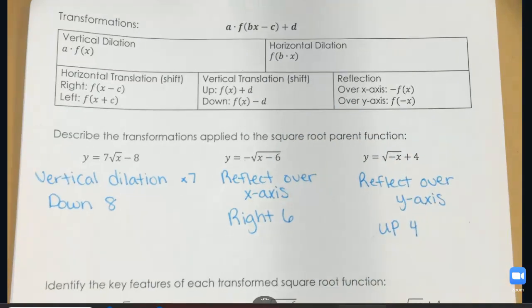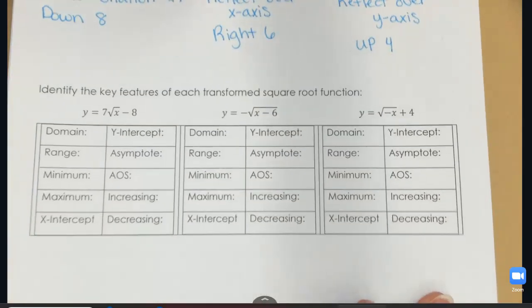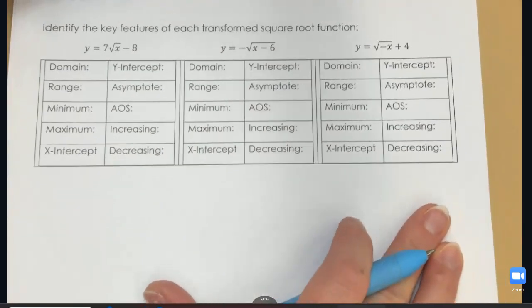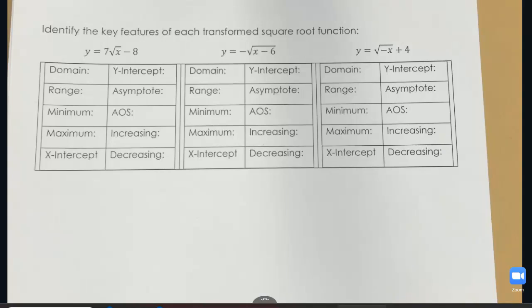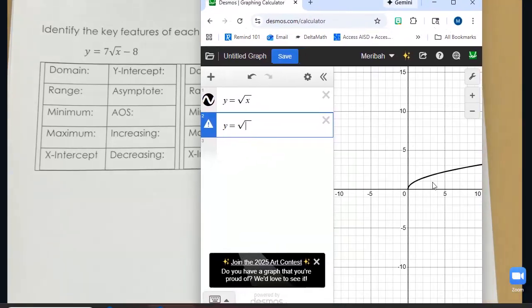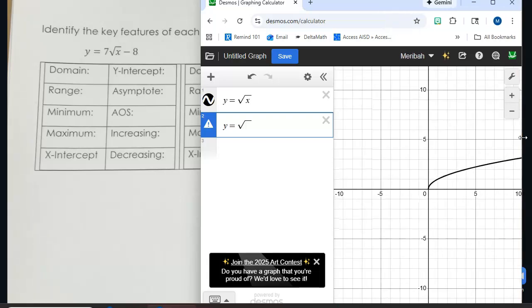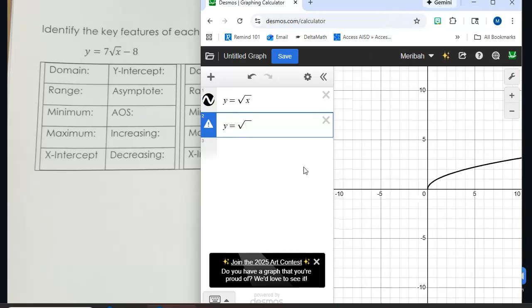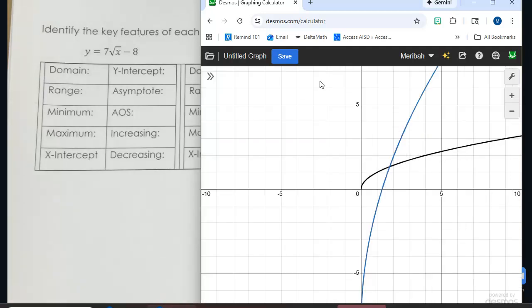Okay. Now, just like we did on the previous one, I'm going to put those 3 transformed functions into Desmos, and we are going to look at how those features change. Okay, so here I have Desmos with our original square root parent function already graphed. And now I'm going to put in our first transformed function, which is 7 square root of x minus 8. And we are going to look at that blue graph.